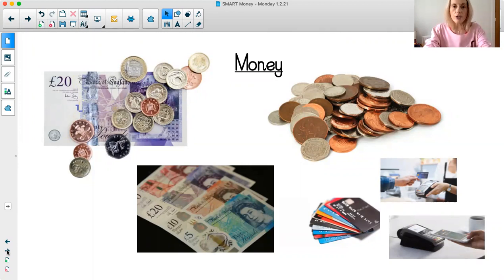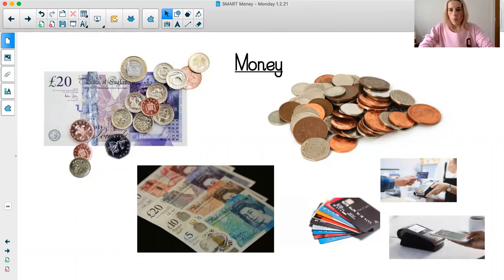Now, on this screen, you can see lots of different ways that we pay for things. So we might use some notes, the kind of paper money. And we're going to be looking at that a little bit later this week. You might use, or your grown-ups might use credit cards or debit cards, and they use a machine. We also nowadays, because technology is so fancy, you can also pay using your phone, which is really clever, isn't it? Didn't do that when I was little.